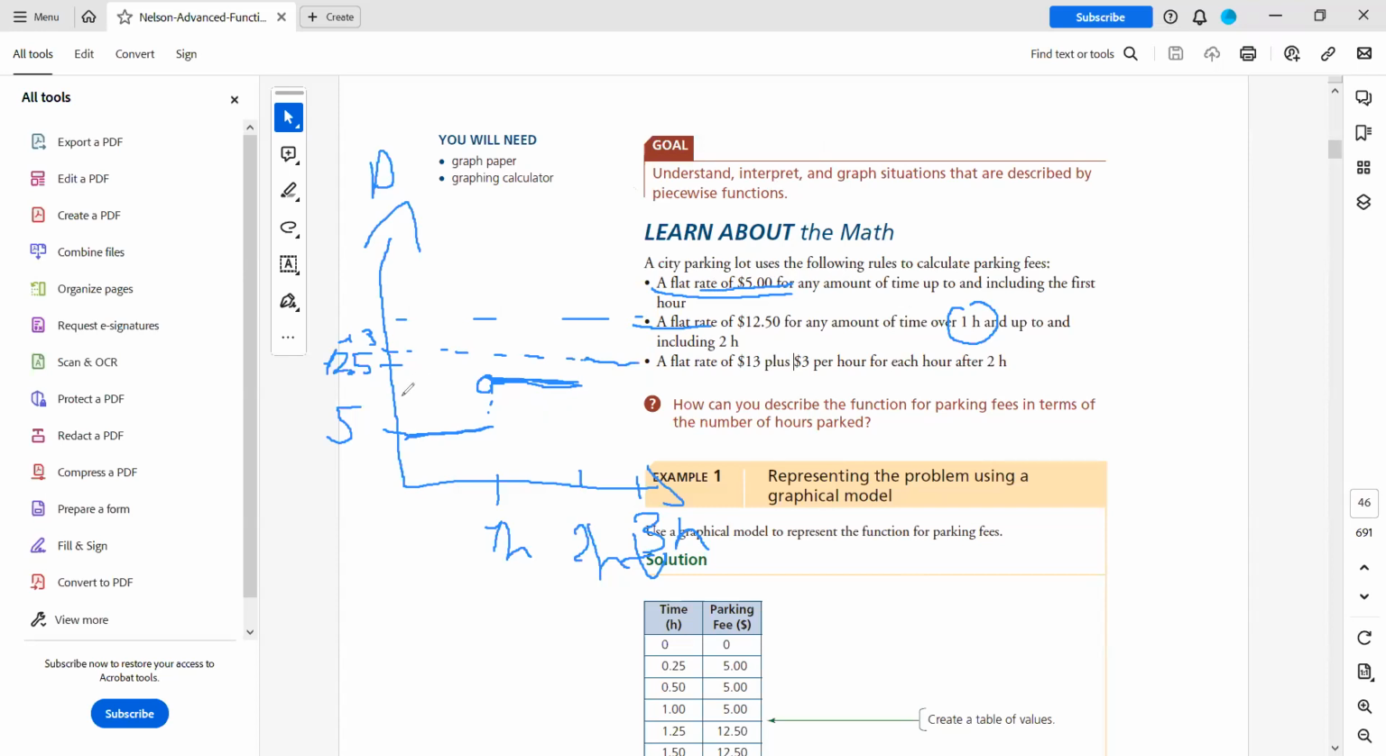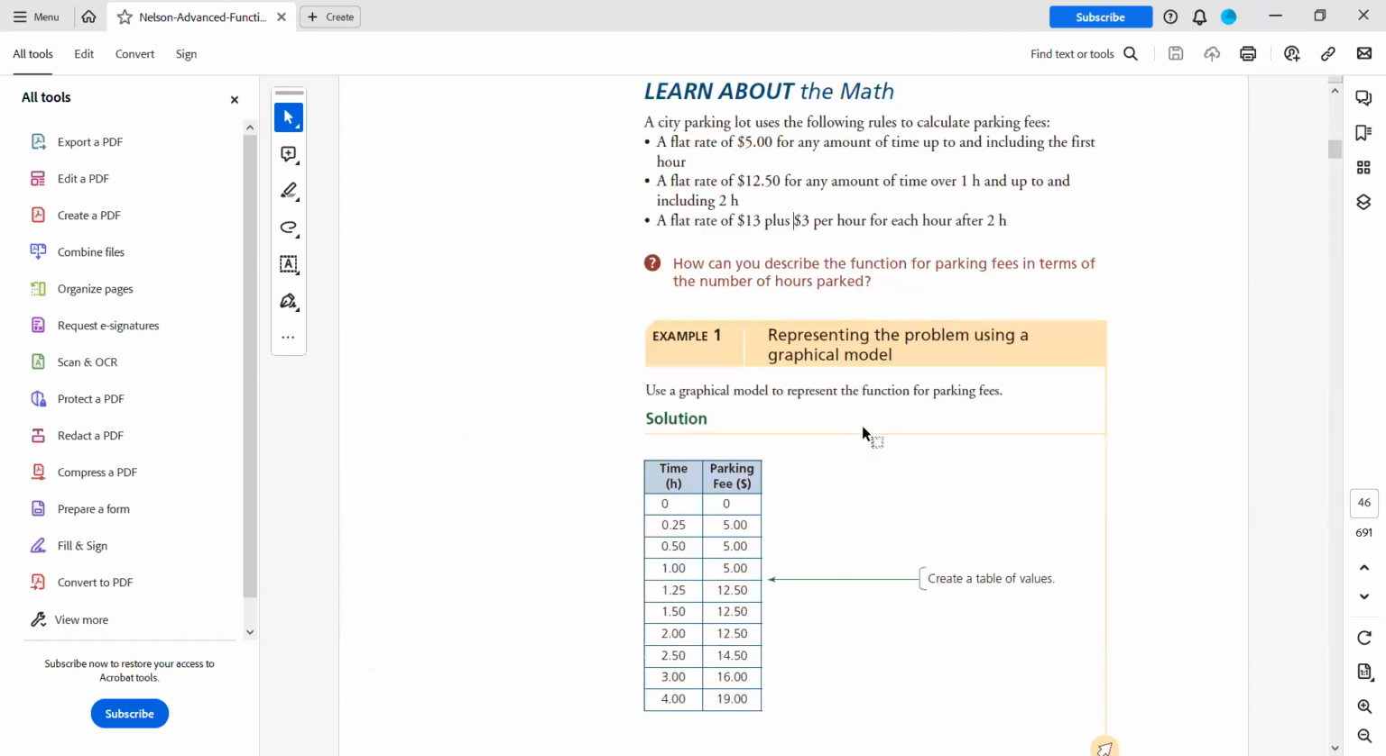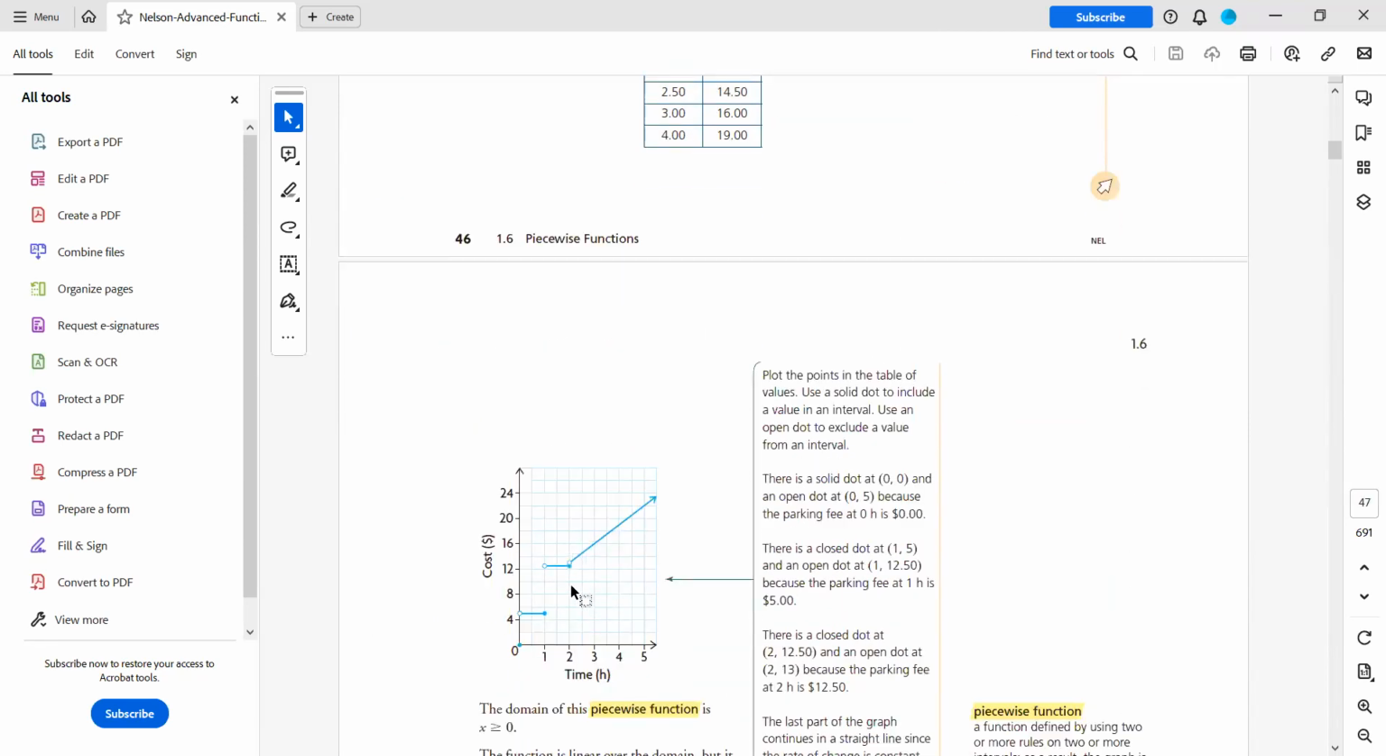It represents that in each interval, you have to use your own formula to calculate the result. For an interval from 0 to 1 hour, it's going to be equal to 5. From 1 to 2 hours, it's going to be equal to 12.5. From 2 to 3 hours, and so on, it's going to be equal to 13 plus the amount of extra hours times 3 per hour, right? So we have basically 3 functions to represent our fee for parking our car.